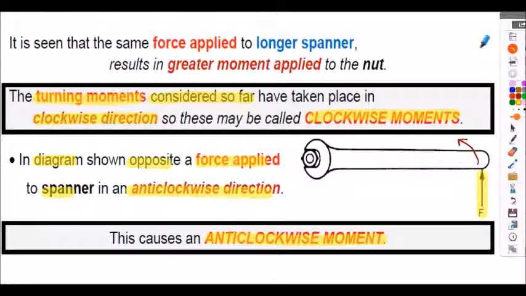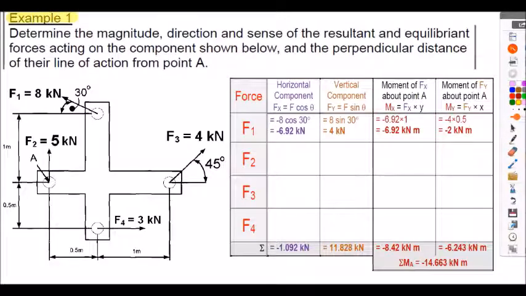We're now going to use the moment concept to help us analyse the non-concurrent force systems we're going to review on the following slides. Example 1. We're asked to determine the magnitude, the direction and the sense of the resultant and the equilibrant acting on the components shown below. We've also got to find the perpendicular distance of the line of action of this resultant force from point A.